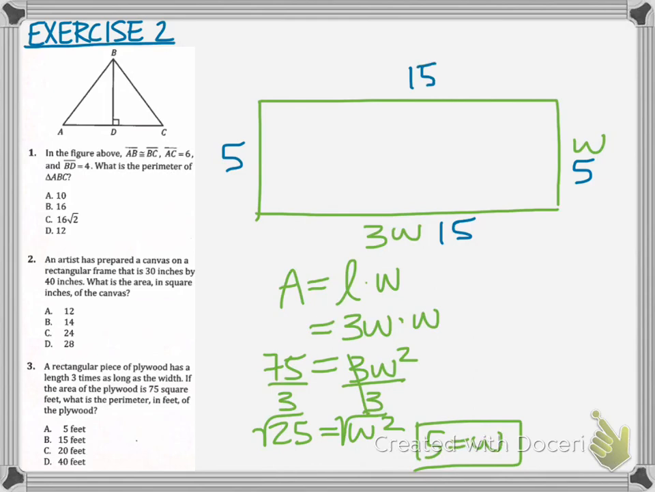So the question now says, what is the perimeter? I'm going to add up the 4 sides. 5 plus 15 plus 5 plus 15 equals 40 feet.